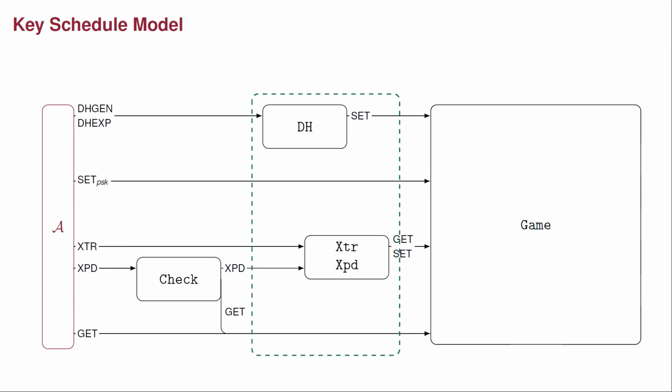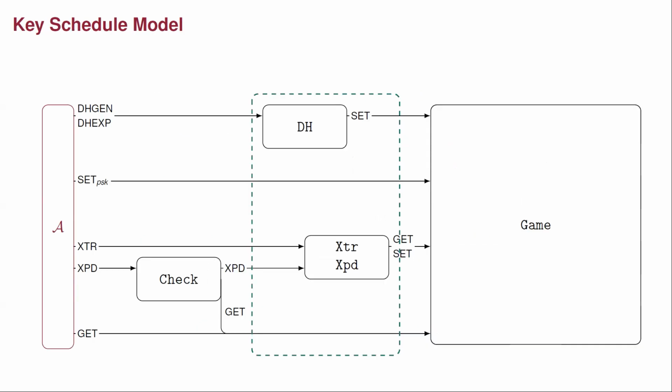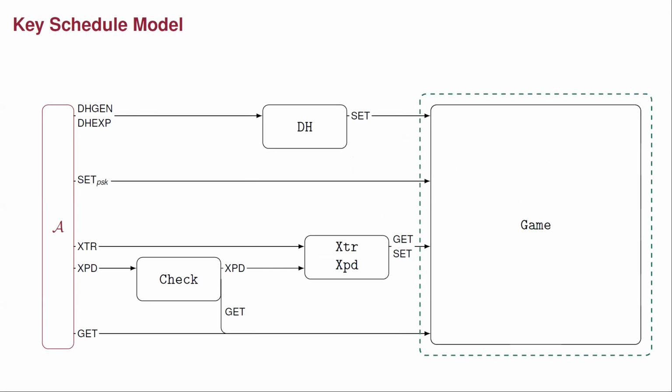Then we have the part that actually computes the key schedule. And if you remember the picture that we had, here we have these expand and extract functions, which are standard key derivation functions. And we also have Diffie-Hellman over here because we do model properties of Diffie-Hellman. And finally, we have what is called game here. Game is taking care of both storing information and modeling security properties.